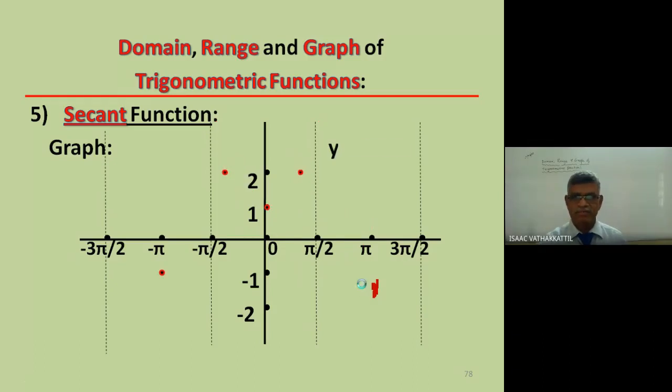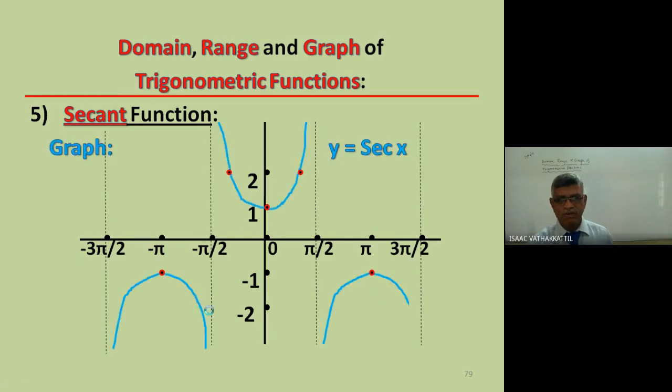And further, in other branches also, the graph will look like this. Y equal to sec x. It is just cups and caps. Between minus pi by 2 and pi by 2, that is cup-like. Between pi by 2 and 3 pi by 2, it is something like a cap. Minus 3 pi by 2 to minus pi by 2, again something like a cap. And it is not defined at minus pi by 2, not defined at pi by 2, not defined at 3 pi by 2. Remember the graph of y equal to sec x.